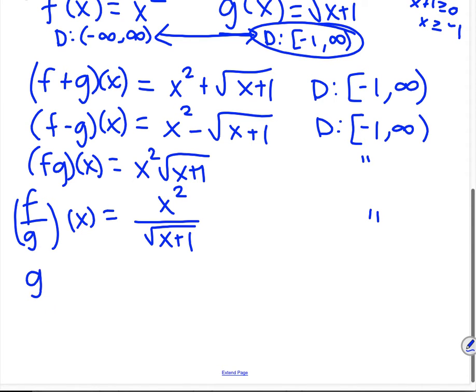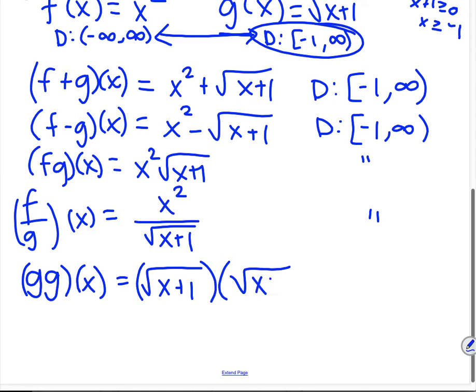So I could even do g times g of x, which would just be whatever g is. In this case, it's the square root of x plus 1 times the square root of x plus 1, which would just end up being x plus 1, but it is still only defined for negative 1 to infinity. So hopefully that domain makes sense. It only works on the overlap of the domains of the original functions.